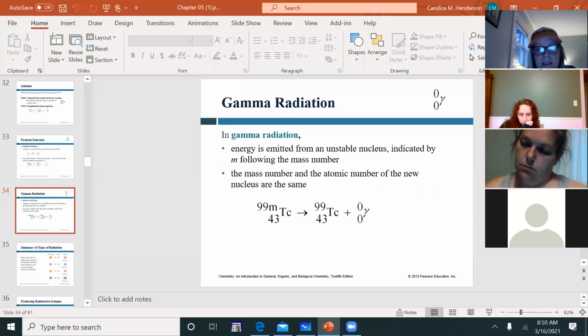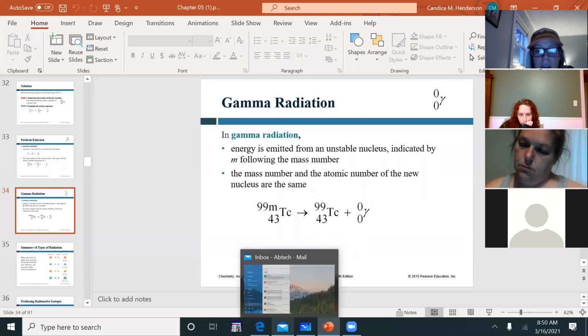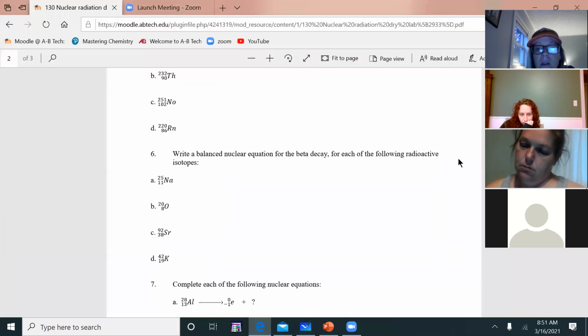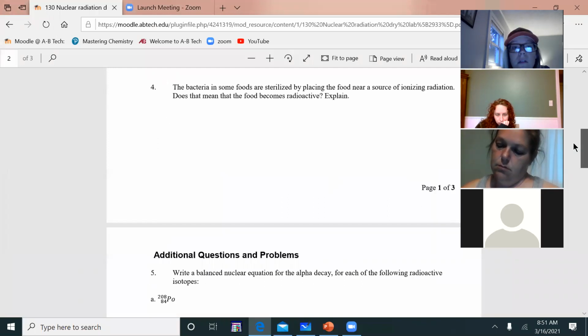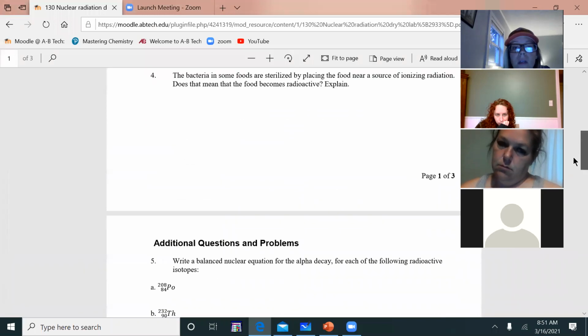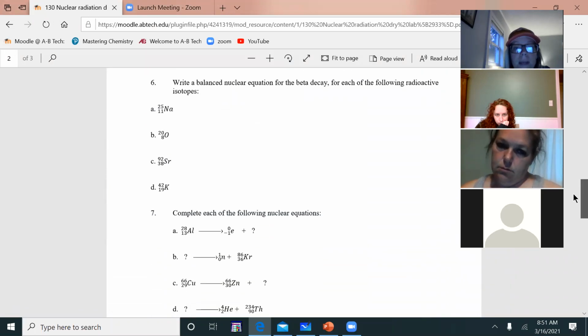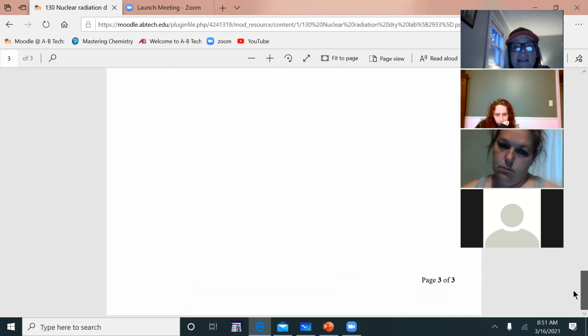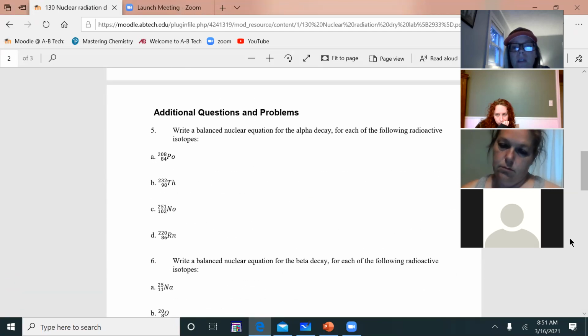I don't know if the lab has specific positron. Let's see. We've got beta decay, alpha, beta. These are more complicated. Yeah, doesn't look like they specifically have one.